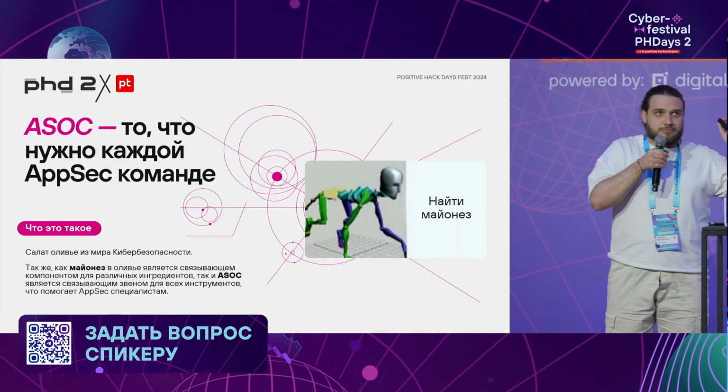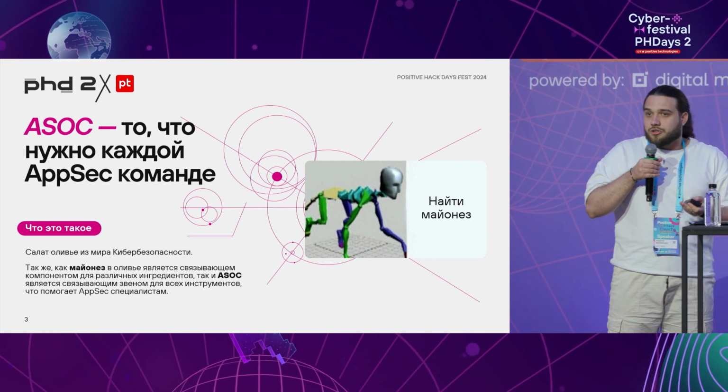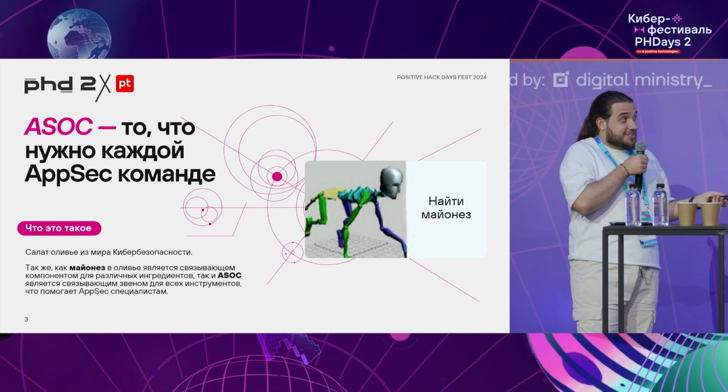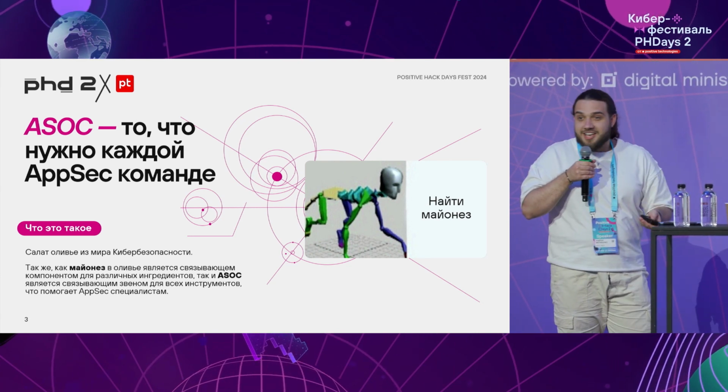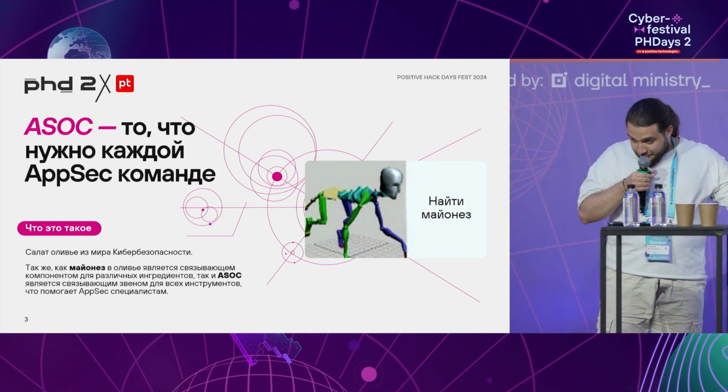Okay, what is an ASOC? Say we have this Olivier salad. There are many ingredients there. We have cucumbers, sausage, egg. So what do we need? We need something to bring it all together. This is the mayonnaise. So an ASOC is exactly the mayonnaise in our Olivier salad. That's the way it is.